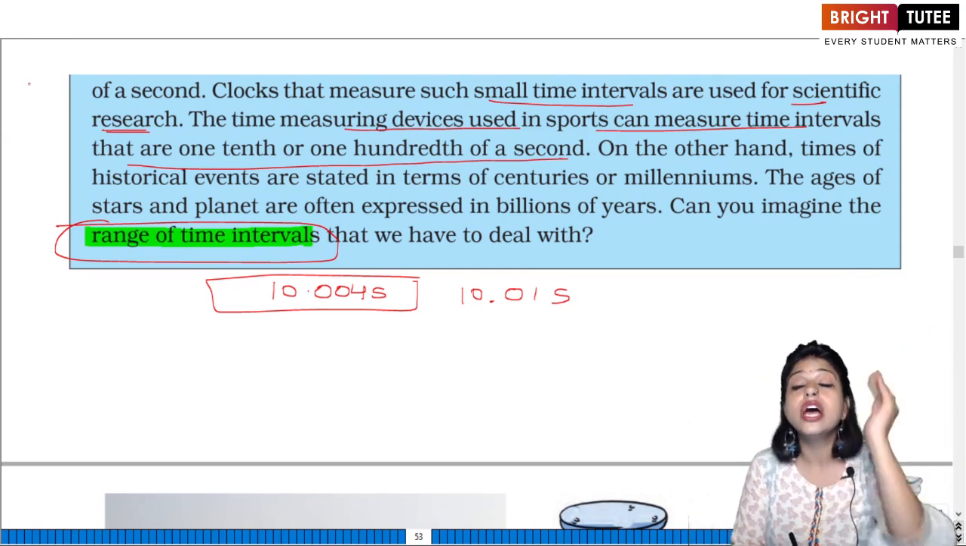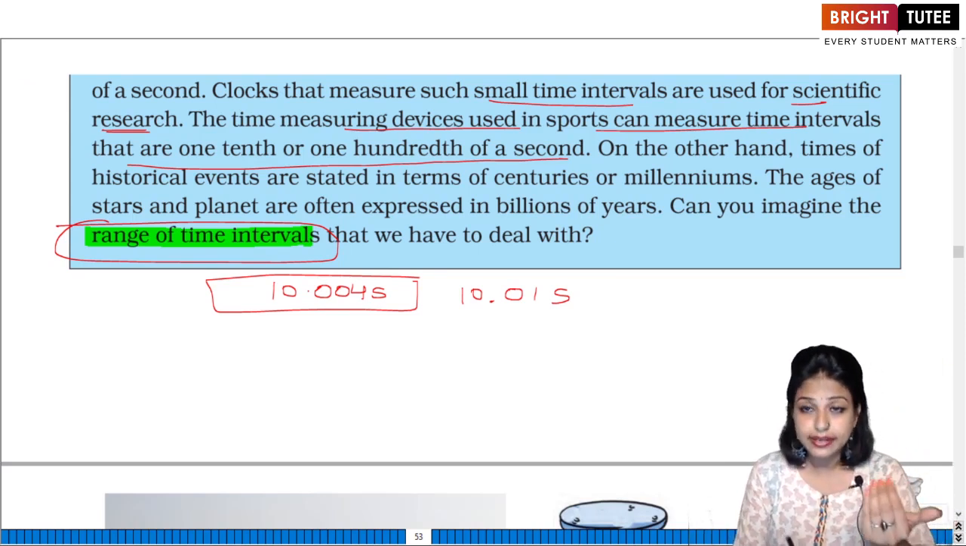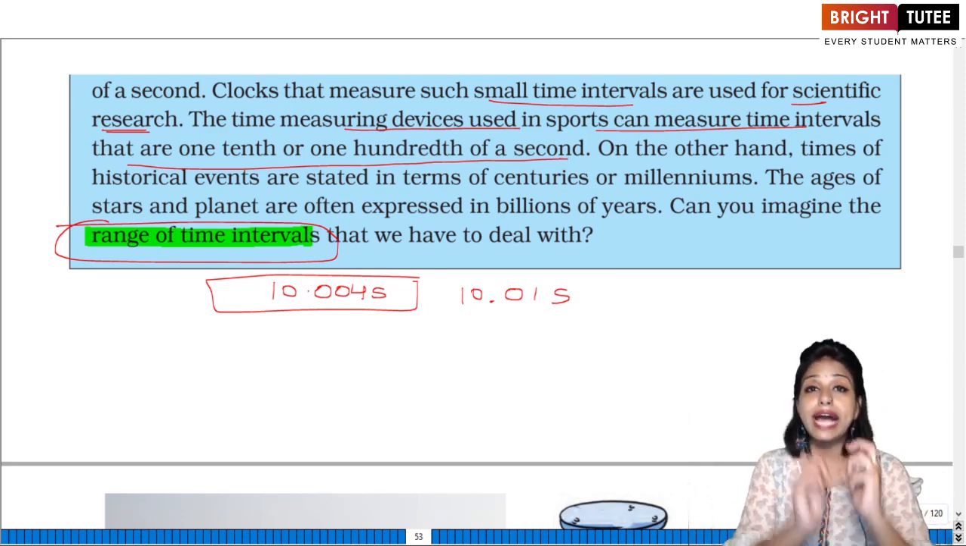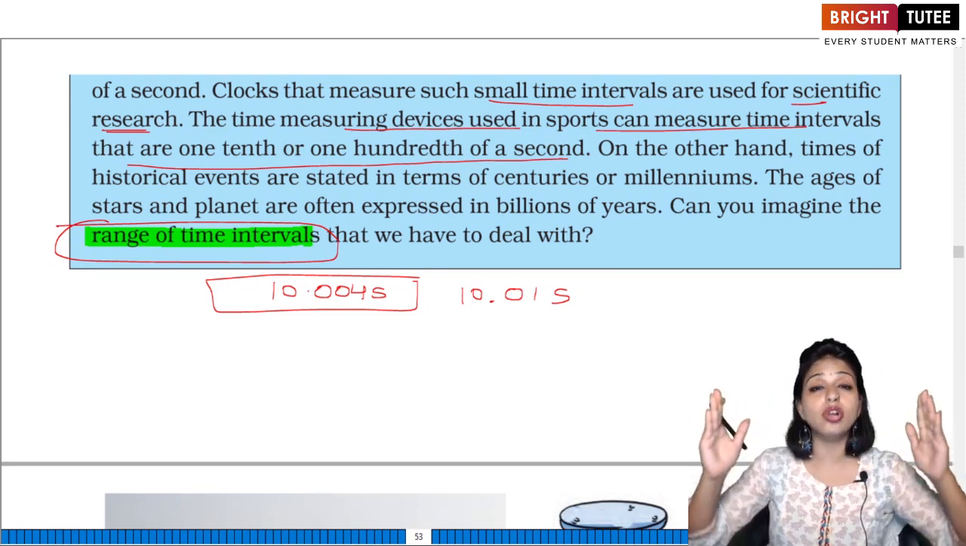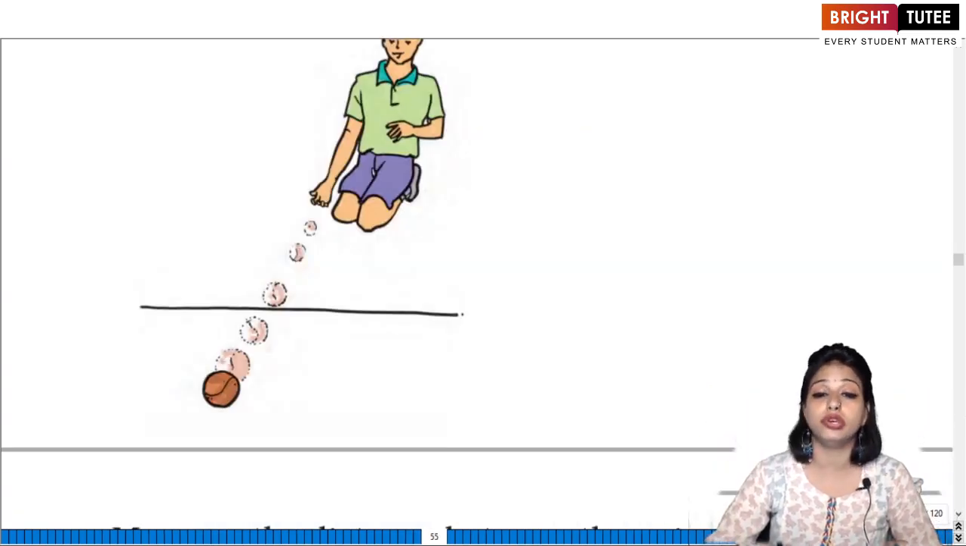So sorry, not light years, but billions of years for the age of the stars or the galaxy. This is what we have to understand here, how time can be very small or very big. Now we were doing an experiment where I told you that you have to measure the ball.